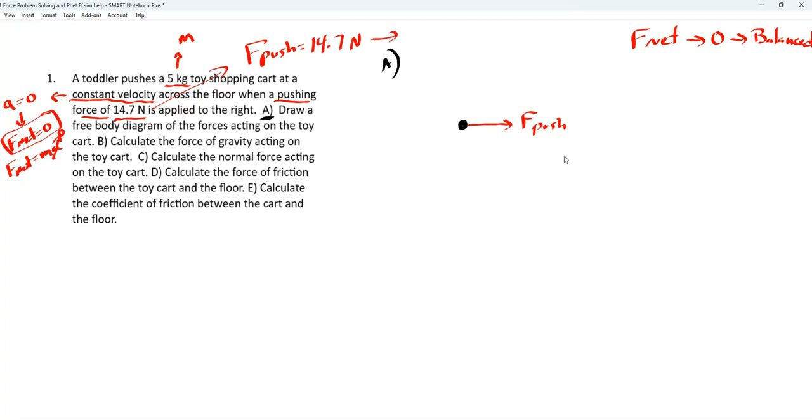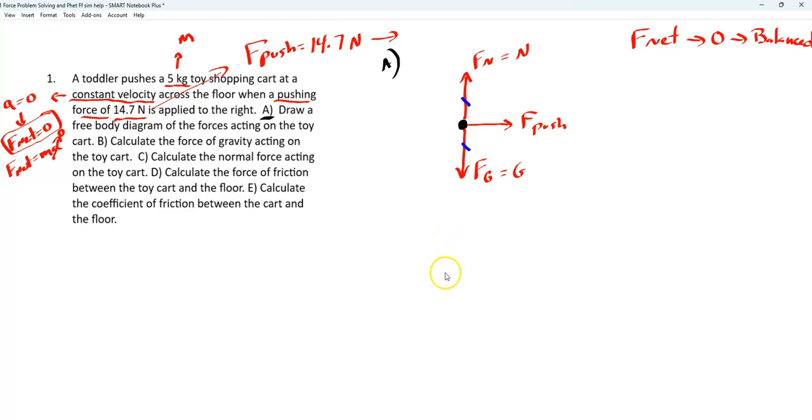Other forces that are happening, if you imagine a toy shopping cart sitting on the floor: the force of gravity is trying to pull down, so that's going to be Fg, or you could label this G, that's fine. There's a force from the floor that is supporting it and holding it up, and that would be the normal force. You could just call that N, depending on which labeling you like. Again, these are balanced, so I'll put these little tick marks to show that these are equal in size and they're balancing each other out.